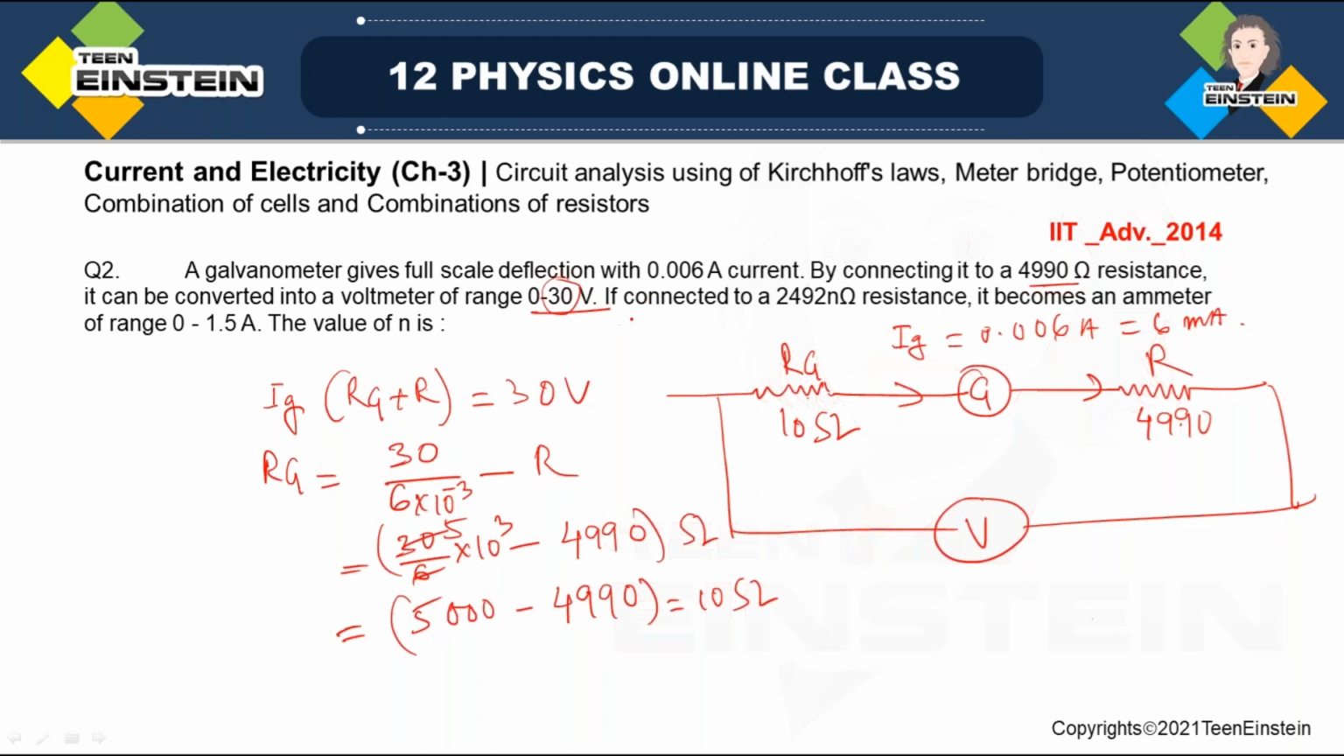So the next part is, if connected to a 2n by 249 ohm resistance, it becomes an ammeter of range 0 to 1.5 ampere.